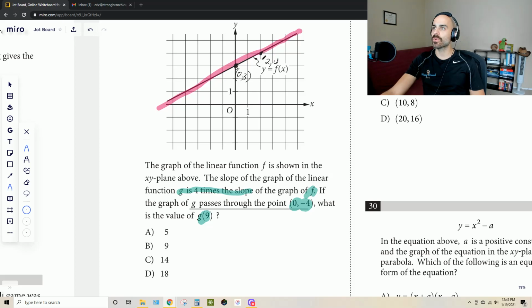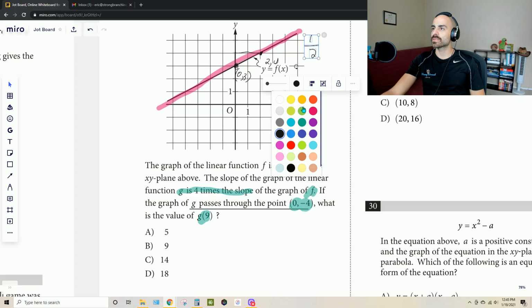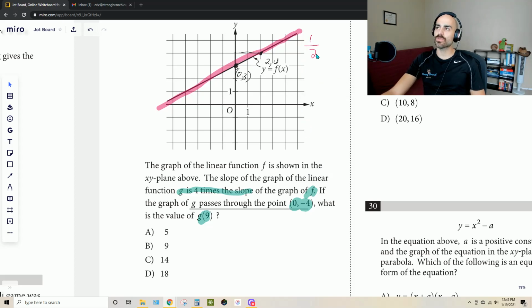1, 2, 3, 4. So I see that it has a rise of 1 and a run of 2, 1, 2. So that is for our f here. That's that slope. Well, what is 4 times 1/2? That's 2. So what that tells us is that the slope of our green equation is 2.